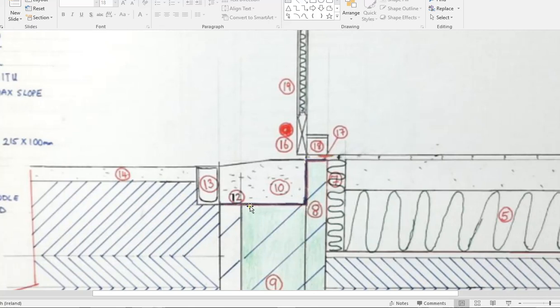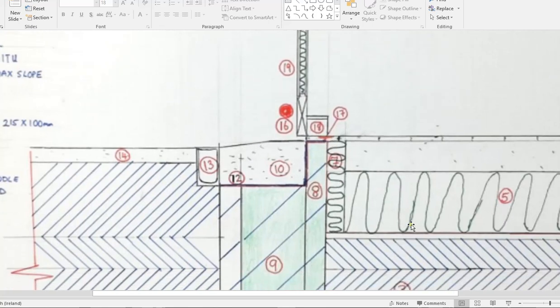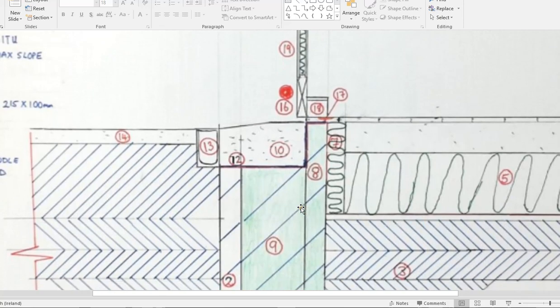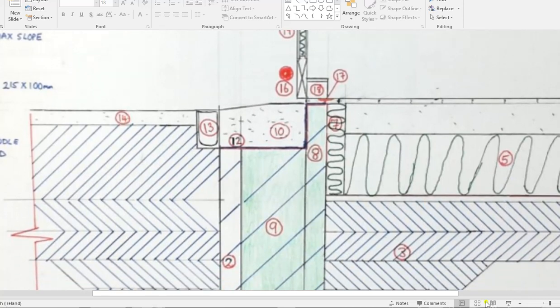That blue line represents our DPC. Our DPC has to be placed in here because our concrete threshold piece here is going to get wet from rain outside, and water running off the door landing on top of it. So this threshold piece here has to be wrapped around with DPC to stop any moisture entering the house. Now, this is the new passive design for buildings.